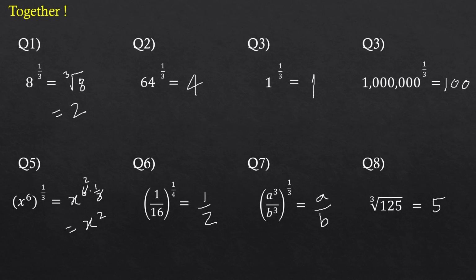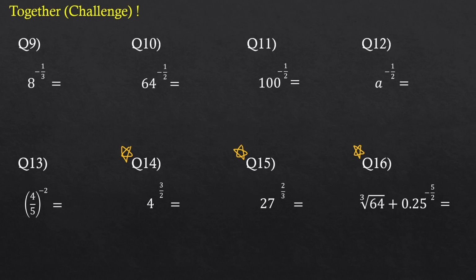5, right? If you multiply 5 3 times, it becomes 125. Alright, next page. Okay, we are almost at the end. Here are some challenging questions. We have to use all of our knowledge now.